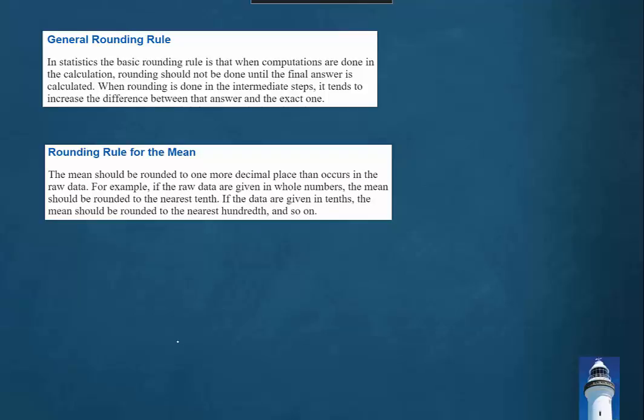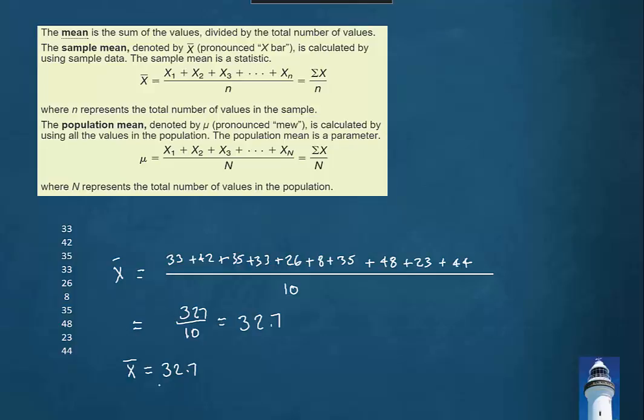Now, for the mean, the rounding rule says that the mean should be rounded to one more decimal place than occurs in the raw data. For example, if the raw data are given in whole numbers, the mean should be rounded to the nearest tenth. If the data are given in tenths, the mean should be rounded to the nearest hundredth, and so on. In this case, the mean turned out to be exactly 32.7, so we wouldn't round it at all.